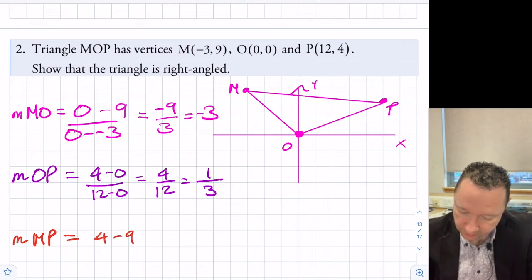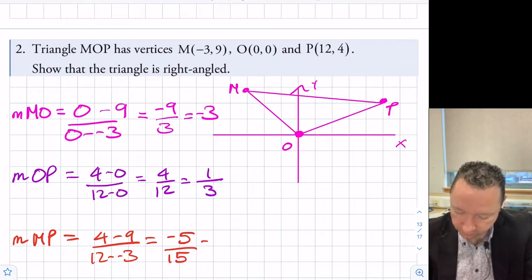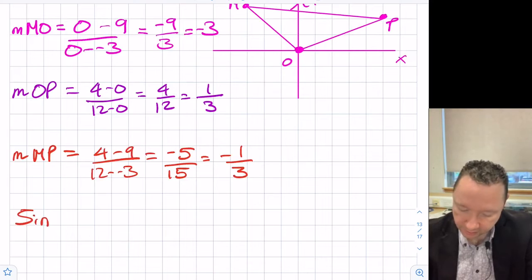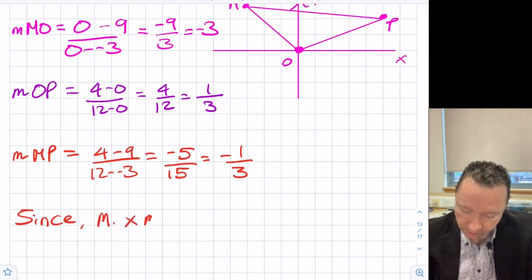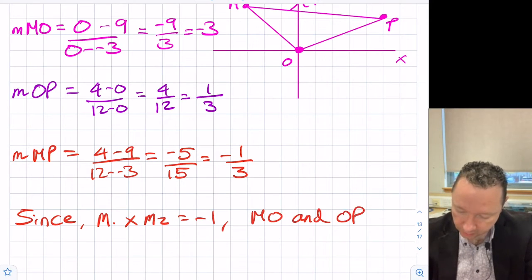That's going to be 4 minus 9 over 12 minus minus 3. 4 minus 9 is negative 5 over 15. That's minus 1/3. And we can then say that since we always have to write this little statement, m1 times m2 equals minus 1. Let's just check which two times together make minus 1. Well, we've got 1/3. And flip that upside down, you get 3 and put a minus in front, minus 3. So these two, MO and OP, are perpendicular.